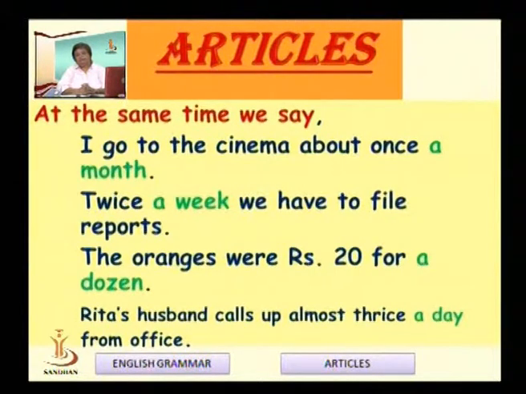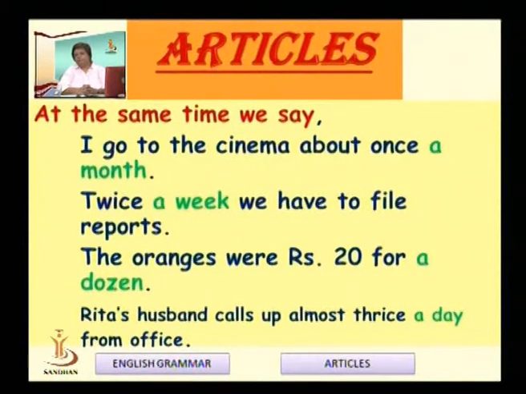Look at the third example on your screens. The oranges were ₹20 for a dozen. Are we specifying which dozen? Certainly not. You simply count 12 and that is a dozen. So therefore we are using the article a.